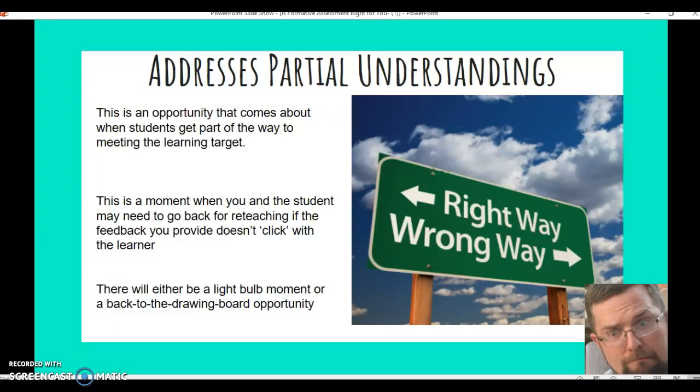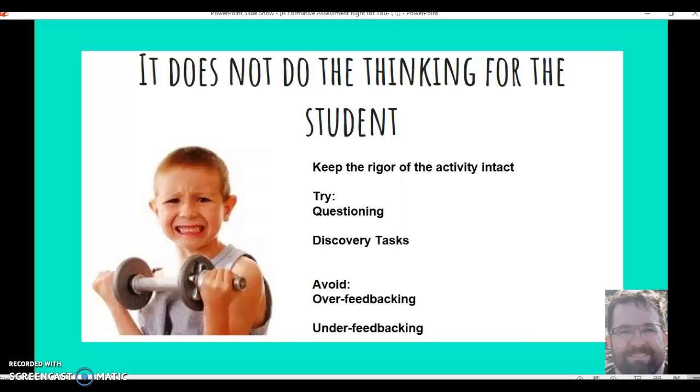This is challenging. It's a moment when the student could either have to go back to the drawing board in terms of instruction and you're going to reteach, or it could be that you give them just that right question or right hint and they move on. It's a critical moment, though. One thing it does not do is the thinking for the student. You need to keep it rigorous for the student to grow and improve.